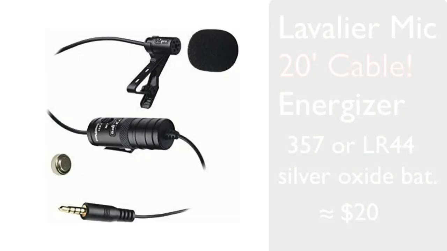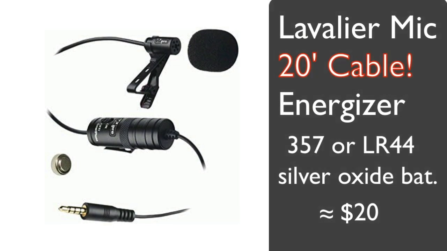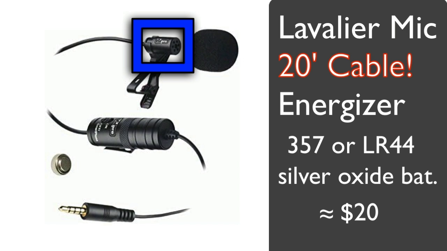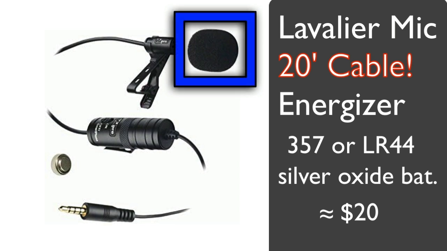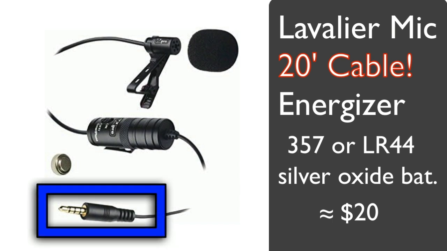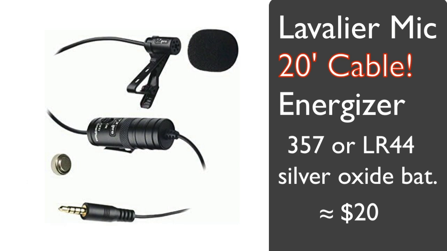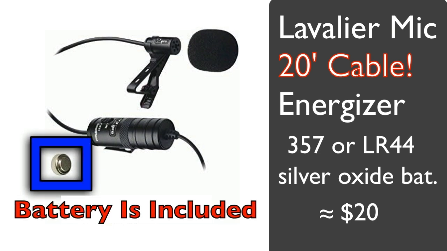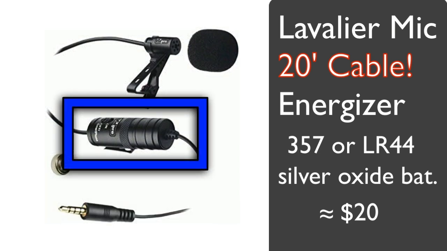This is an Imaging World lavalier 3.5 millimeter microphone. This is what it looks like when you get this. There's a microphone you can see right up here, and there's a cord. There's a 20-foot cord, so you can get up and walk around with this if you need to. There's a windscreen with it. The very end has a TRRS male plug, which can go into your iPhone. I'll show you that in a second. It also requires a 357 or LR44 silver oxide battery, and that goes inside of this control unit right there.